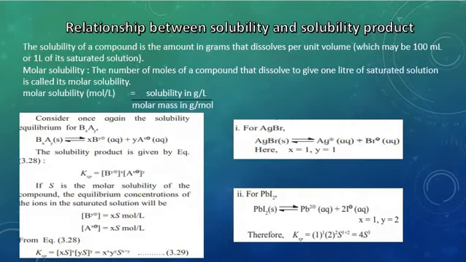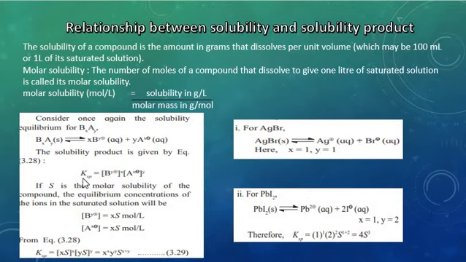Now, relationship between solubility and solubility product. Before that, we need to know what is molar solubility. Molar solubility is the number of moles of a compound that dissolve in 1 liter of saturated solution. It is measured in terms of mole per liter, and we can say molar solubility is equal to solubility in gram per liter divided by molar mass in gram per mole. Now let's consider this one compound BxAy and it is producing these many ions.